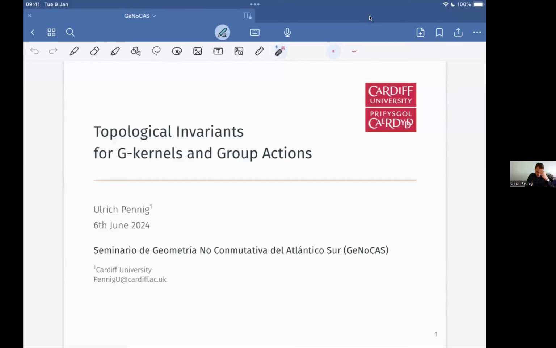This is a talk about a project that I started with Sergio Giron Pacheco and Masaki Izumi. And the last part is joint work with my PhD student Valerio Bianchi. It's a project about topological invariants for G-kernels and group actions. So I think I should start by explaining what I mean by a G-kernel.